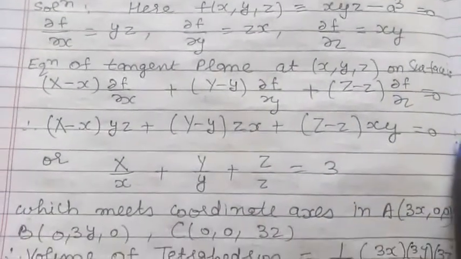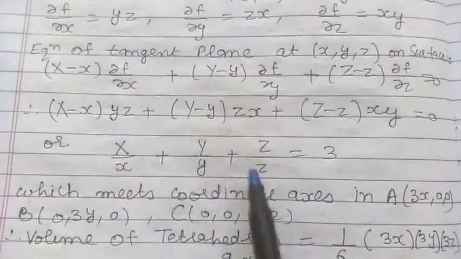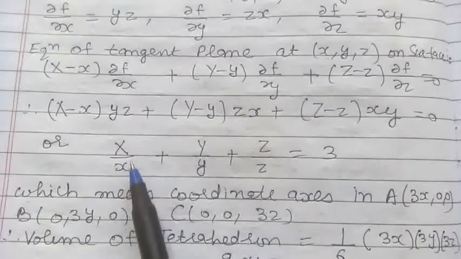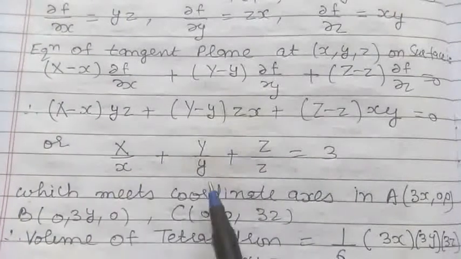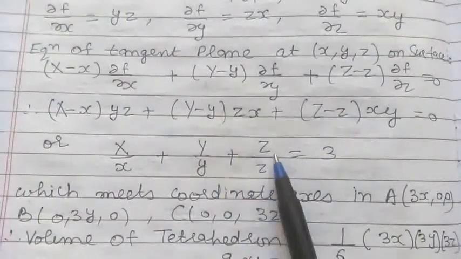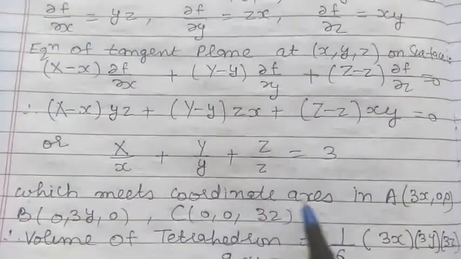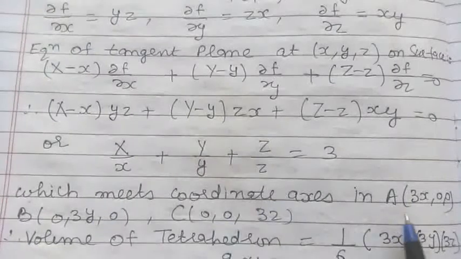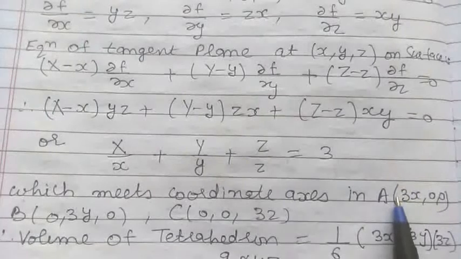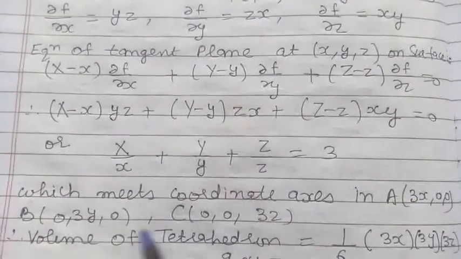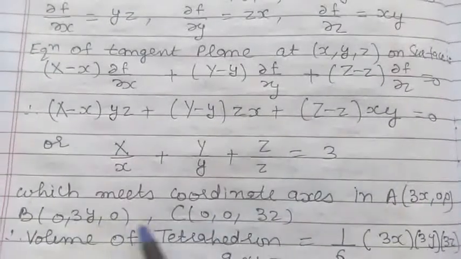We get the equation of the tangent plane in the intercept form. This is the x-intercept, this is the y-intercept, this is the z-intercept. The x-intercept is 3x, the y-intercept is 3y, and the z-intercept is 3z. So we can say that the tangent plane meets the coordinate axes in three points. The first point is (3x, 0, 0). This was the x-intercept, 3y was the second intercept, and 3z was the third intercept. The three points are given by A, B and C.